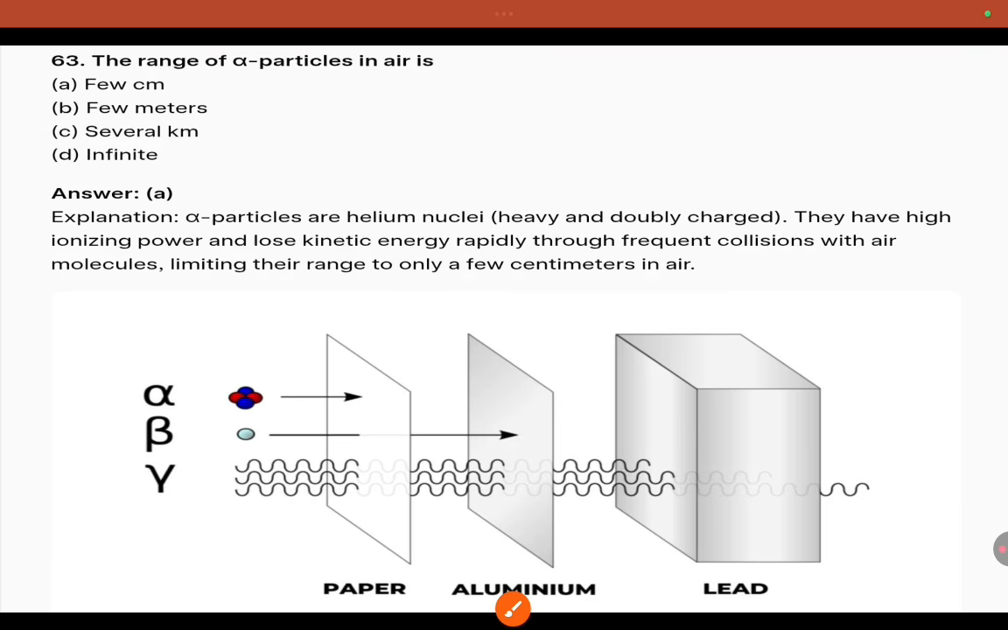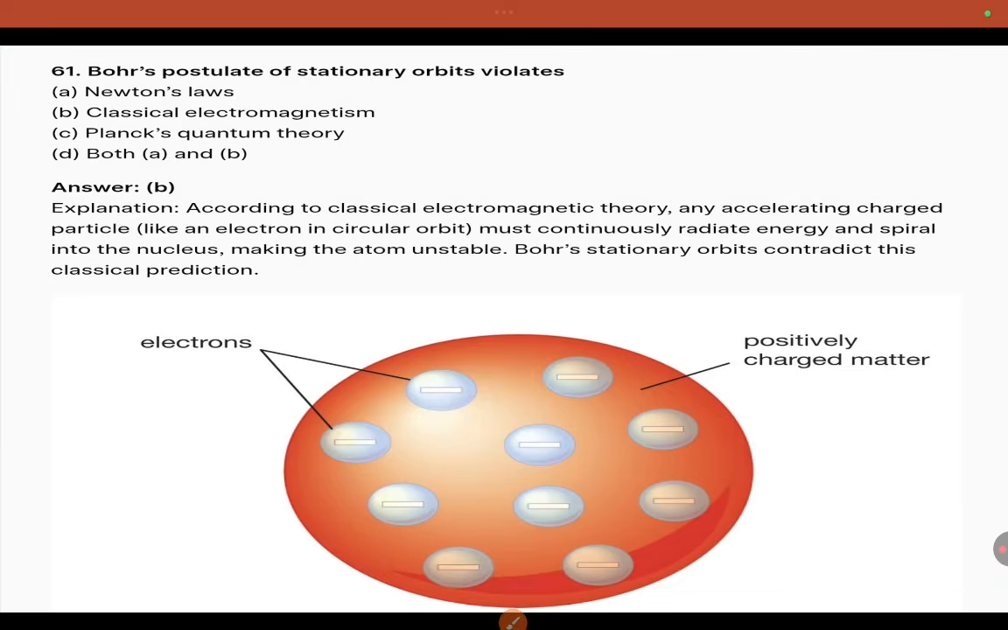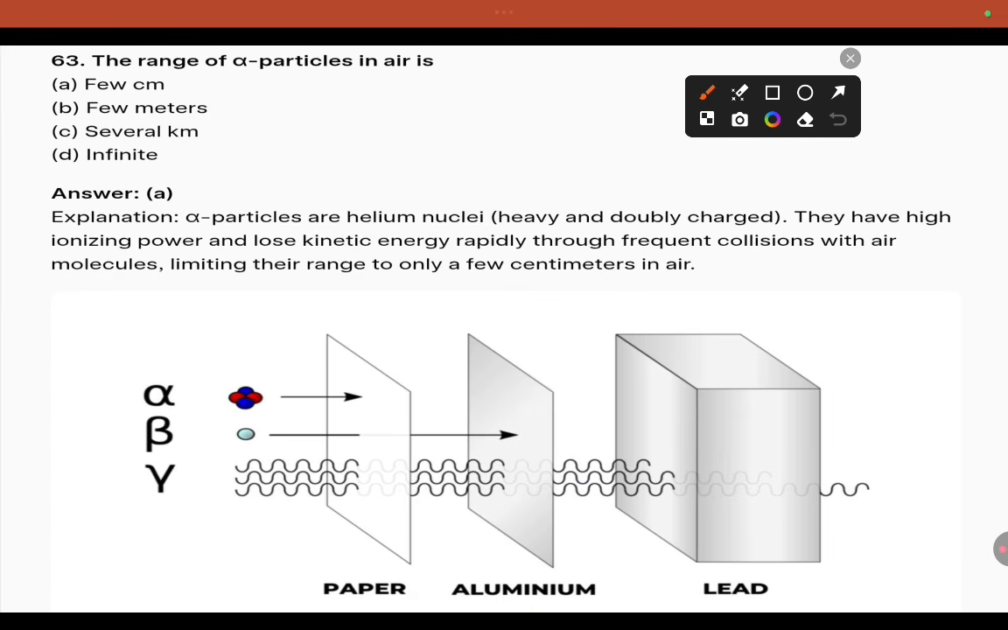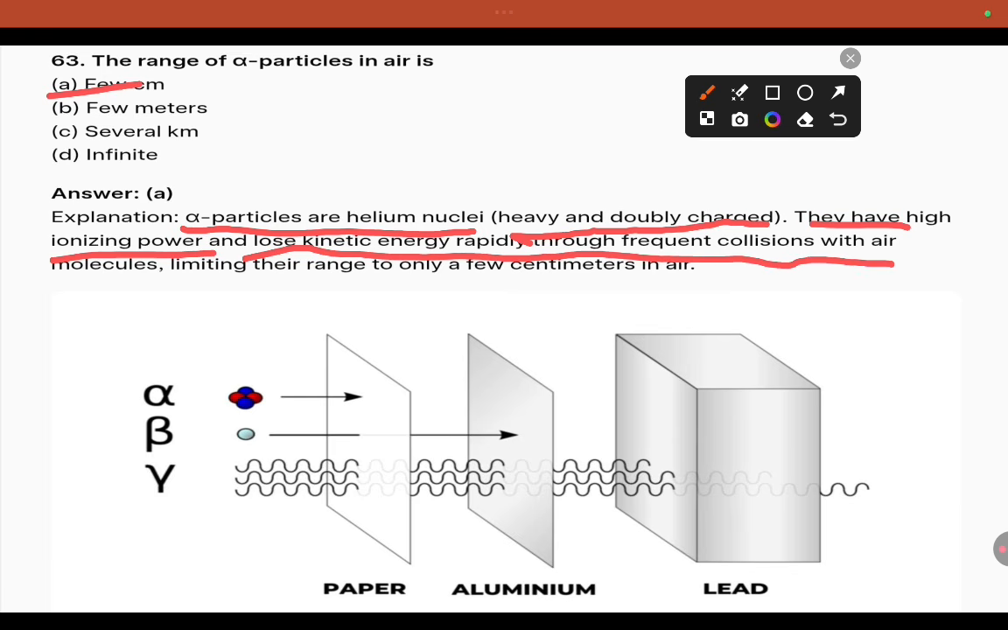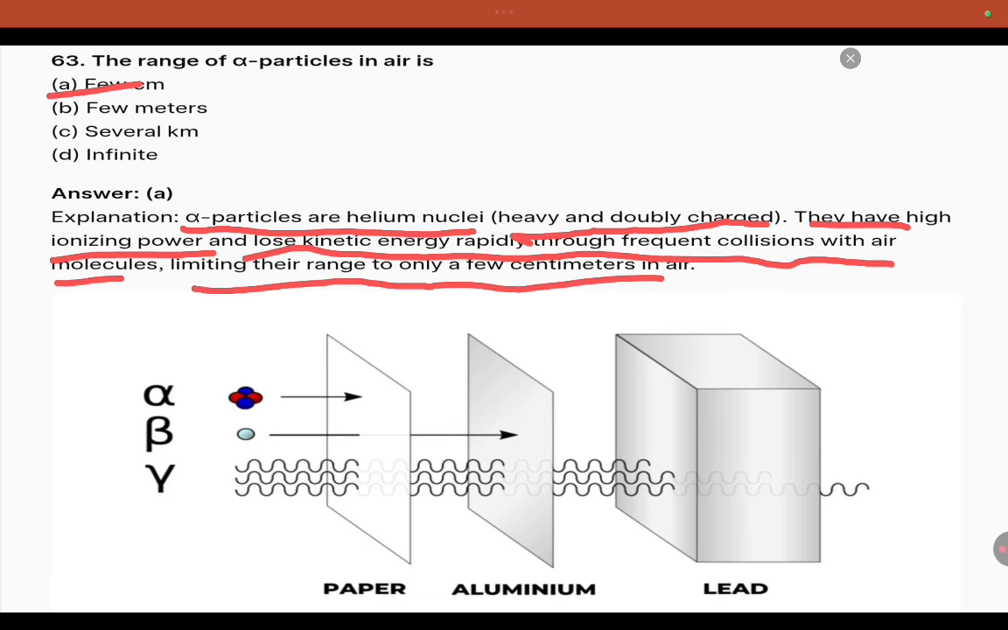63. The range of alpha particle in air, that is about few centimeters. It is the shortest one. Alpha particles are helium nuclei, heavy and doubly charged. They have high ionizing power, lose kinetic energy rapidly through frequent collision with the air molecules, limiting their range to only a few centimeters in air.